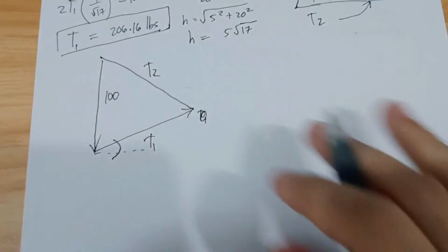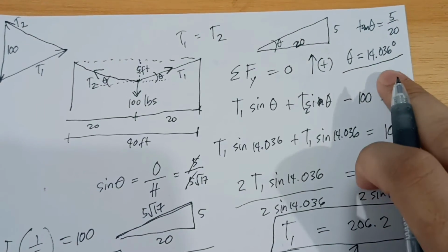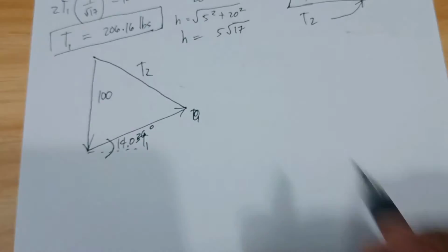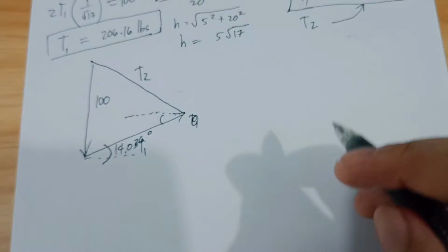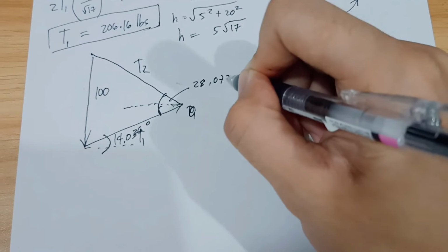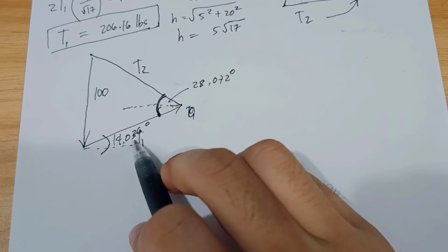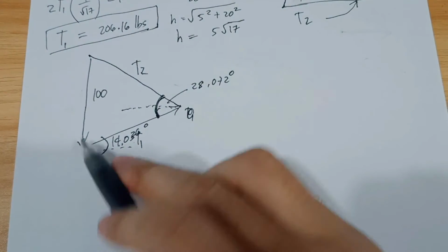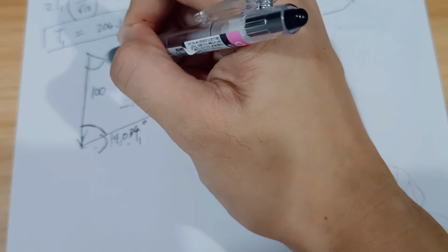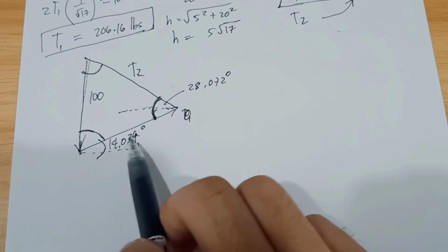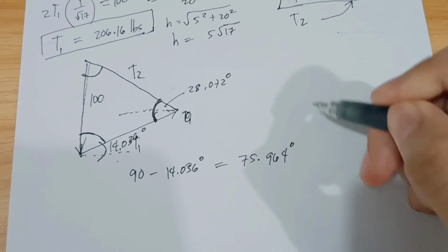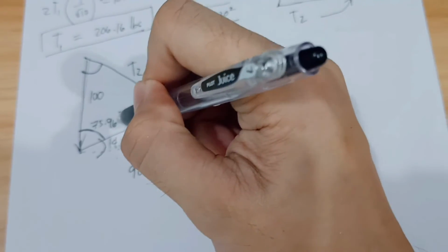Diba ito ay nakuha natin kanina as 14.036 degrees. Ito ay 14.036 degrees. So ito rin. So dalawa silang 14.036 times 2 natin. Ito ay 28.072 degrees. So if ito ay 14.036, nag-form sila ng right triangle kasi vertical yung 100 pounds natin. Ibig sabihin ito, the same din dito. So 90 minus 14.036 equal to 75.964 degrees. So ito ay 75.964 degrees.